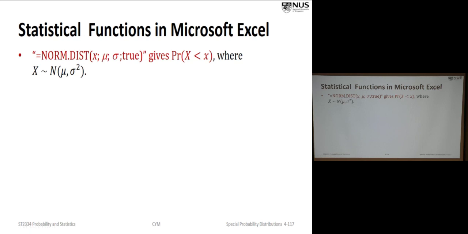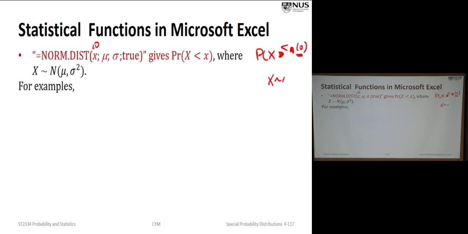The command is NORM.DIST. And then you specify 4 arguments. It's always like that. The first argument is the value. Suppose for a given x, we want to find, let's say, x less than 10. Less than this value, 10. So what is this probability if x follows a normal distribution? So this x will be 10.